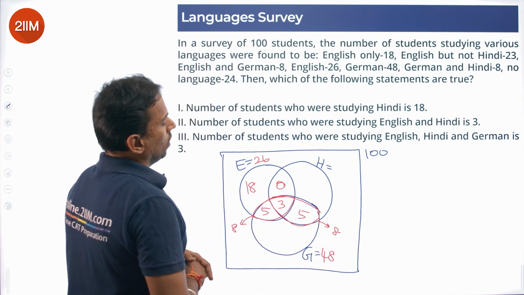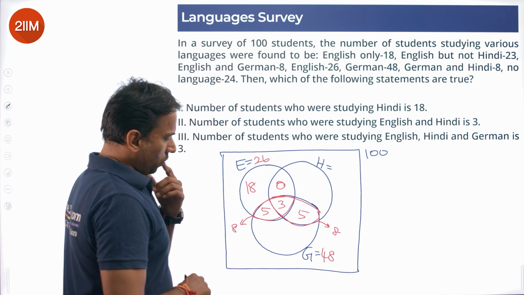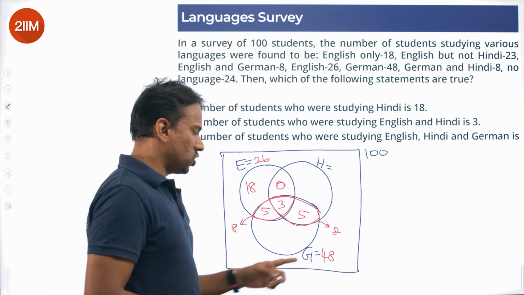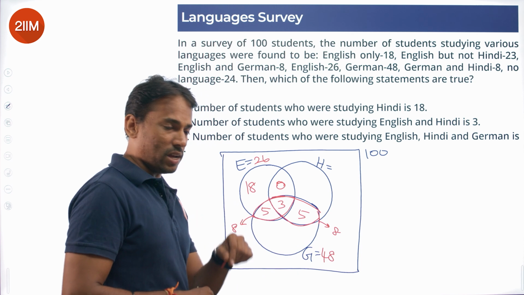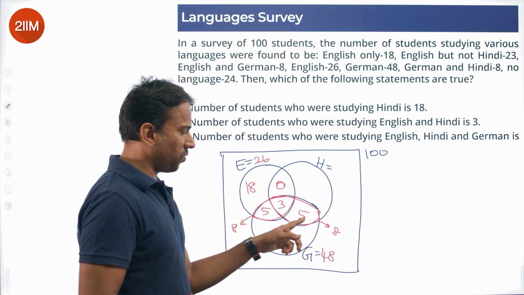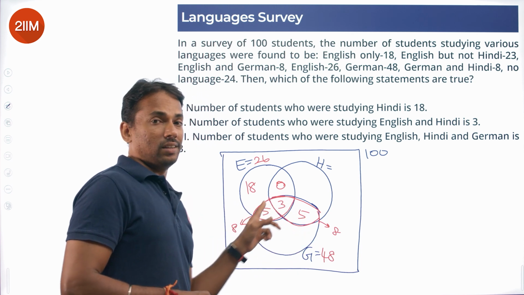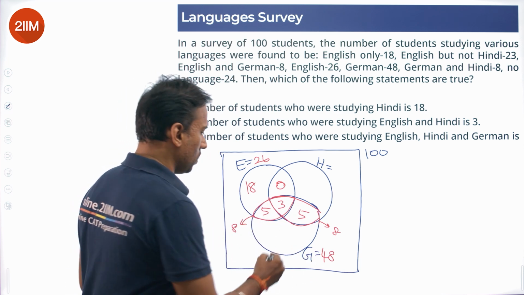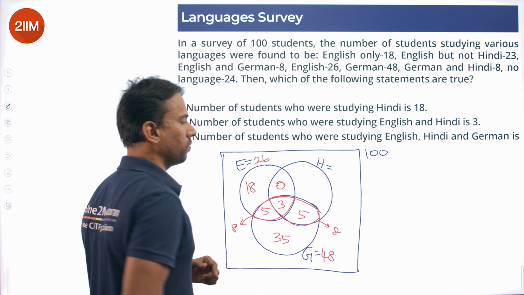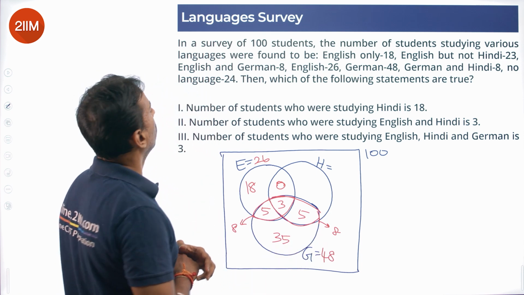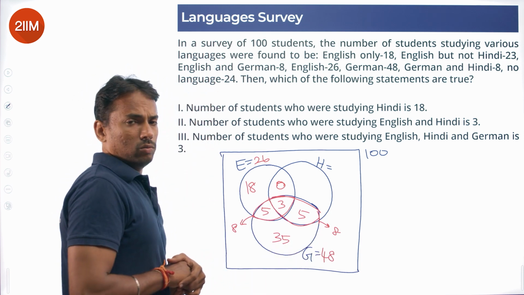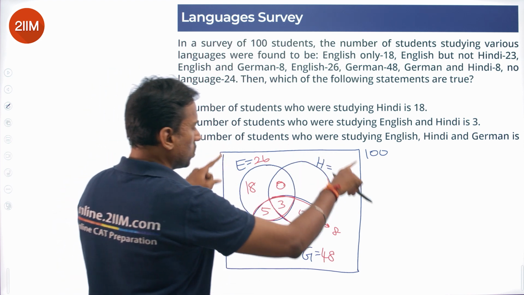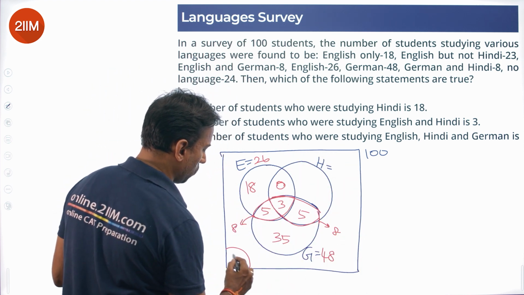And what else can we conclude from this? Nice point, we have a nice catch. This is German 48. That means 5 plus 3 plus 5, this total itself is 13. 48 minus 13 should be 35. Here only German should be 35. Super. No language is 24, which means this outside region is going to be 24.